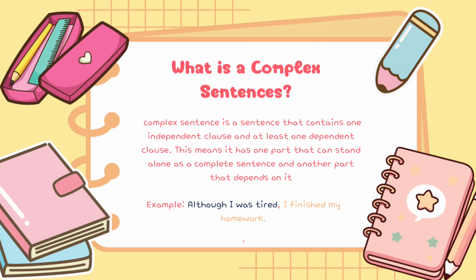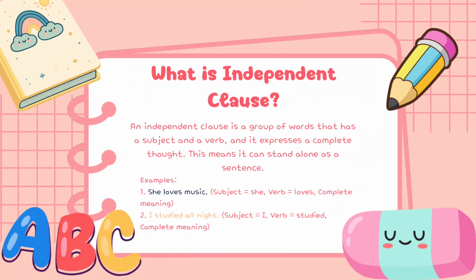by a subordinating conjunction. Next, what is an independent clause? An independent clause is a group of words that has a subject and a verb, and it expresses a complete thought. This means it can stand alone as a sentence. The example is, she loves music. The subject is she, the verb is loves, and the complete meaning.